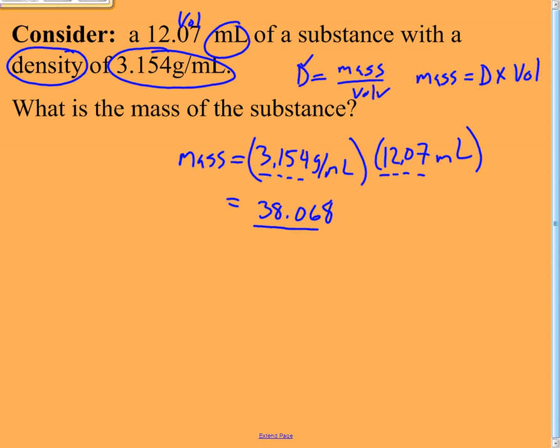I can only have 4 sig figs in my answer, so that means I have to round this 8. And I'd have 38.07 grams. My milliliters cancel, and that is it. I have 38.07 grams is the mass of the substance. Good. Okay, wonderful. Questions about density? I hope not, but if so, let me know.